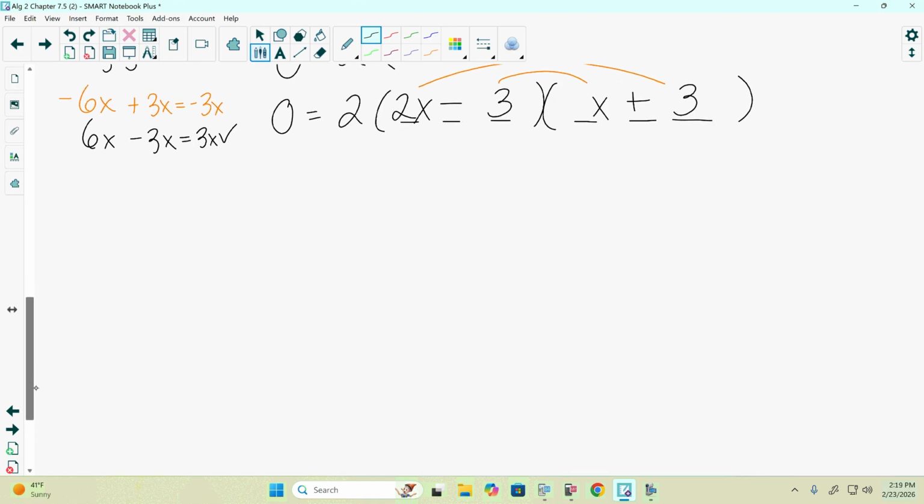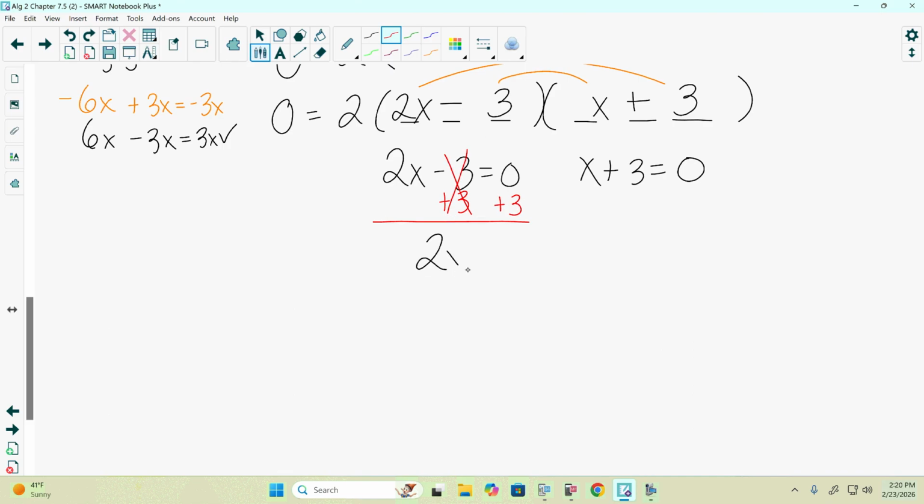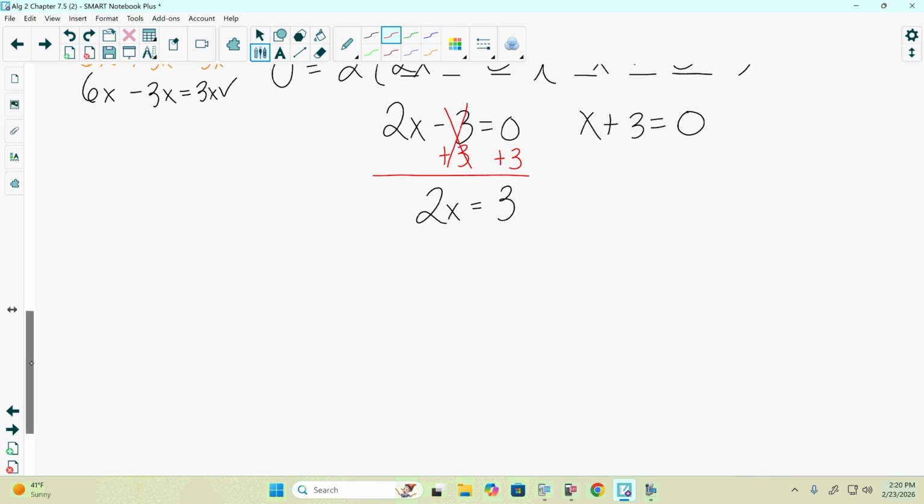Questions on this here before we start solving them for x? Since we do have 2 things multiplied together to equal 0, one of these 2 expressions will be 0. Now the 2x minus 3, the first thing we can do is add 3 to both sides. Because our negative 3 plus 3 will simplify, leaving us with 2x equals 3. Then we would divide both sides by 2, telling us x is equal to 3/2. So that's one of our solutions.